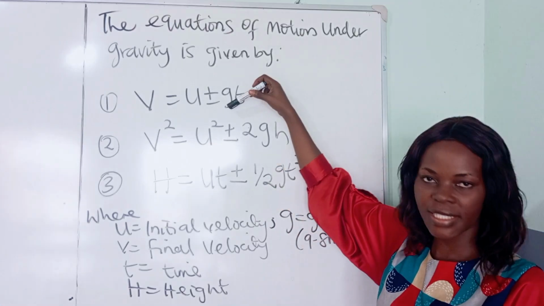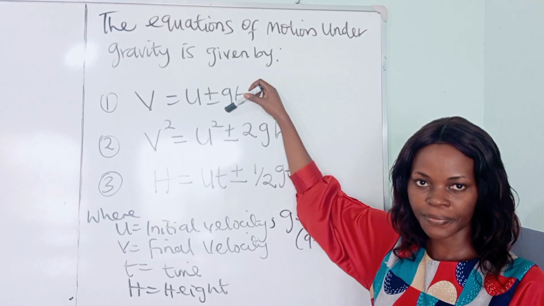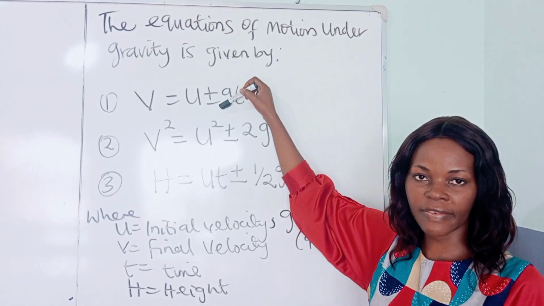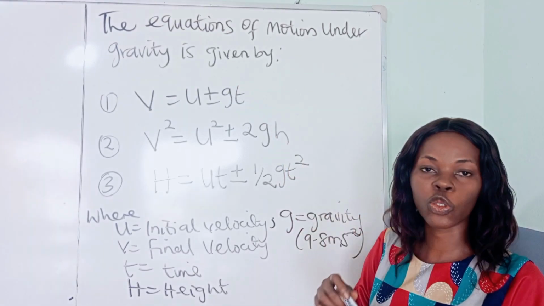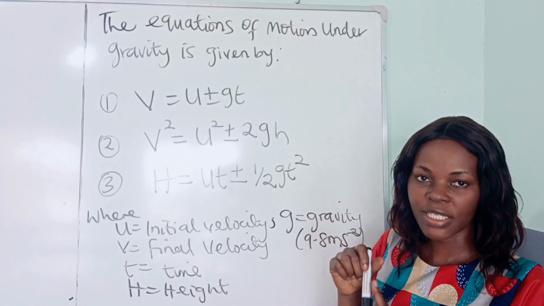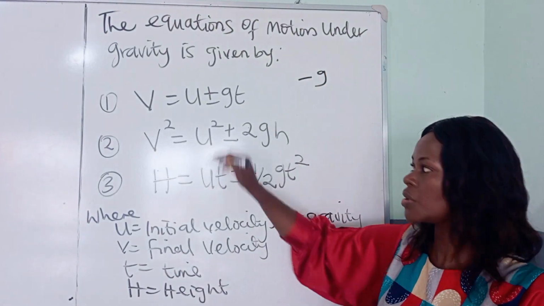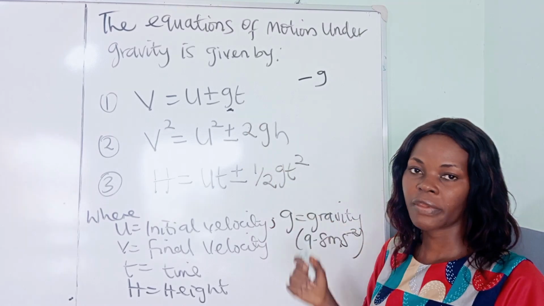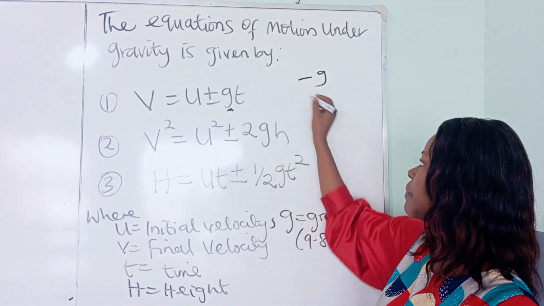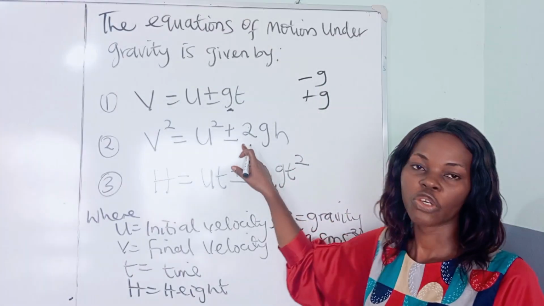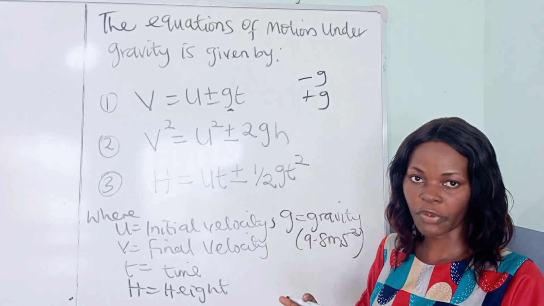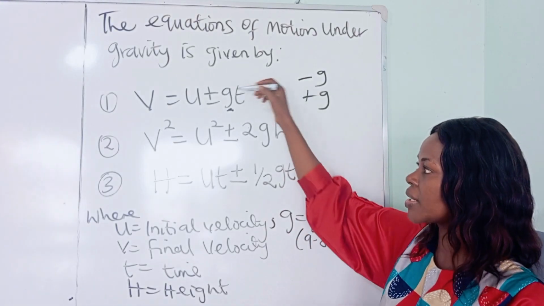Now, why do we have these negative and positive signs? This sign is given in case the object is going up. That means it's going against the force of gravity. It will now carry minus g. Okay? But if the object is coming down, it will now bear what? Plus g.